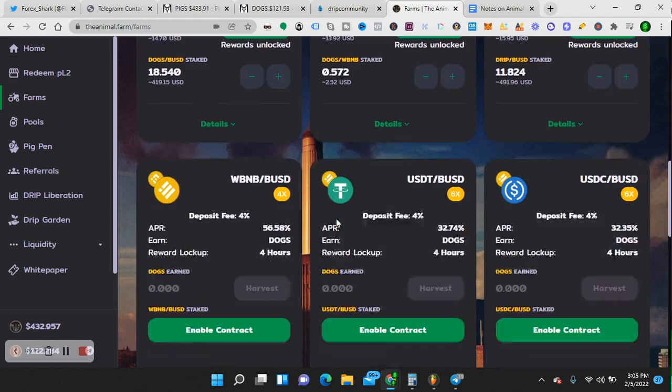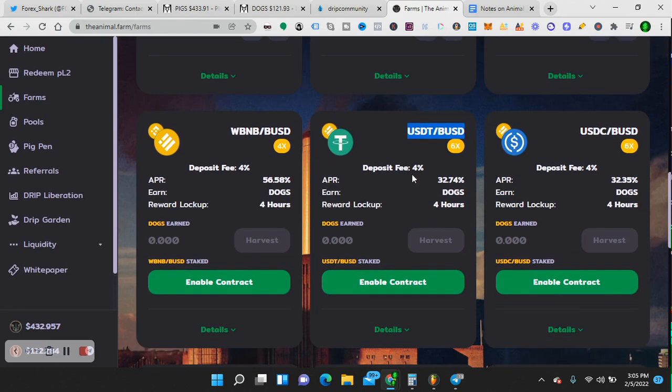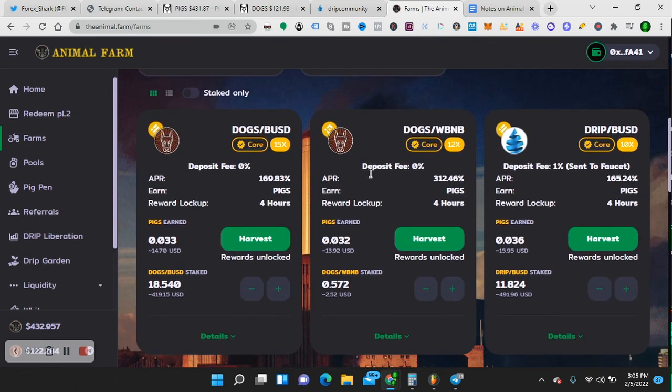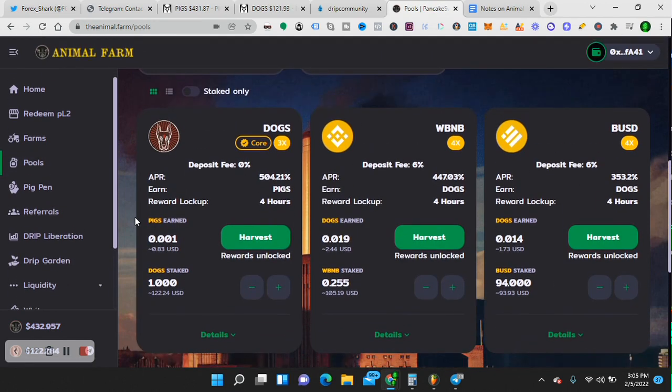Now, if you're staking stable coins, there's no impermanent loss because they're pegged to the US dollar, BUSD and USDT. Therefore, the risk is much less. So there's a little lesson for you there. Now, if we look at the one-sided pools, they're not paying near as much, okay?